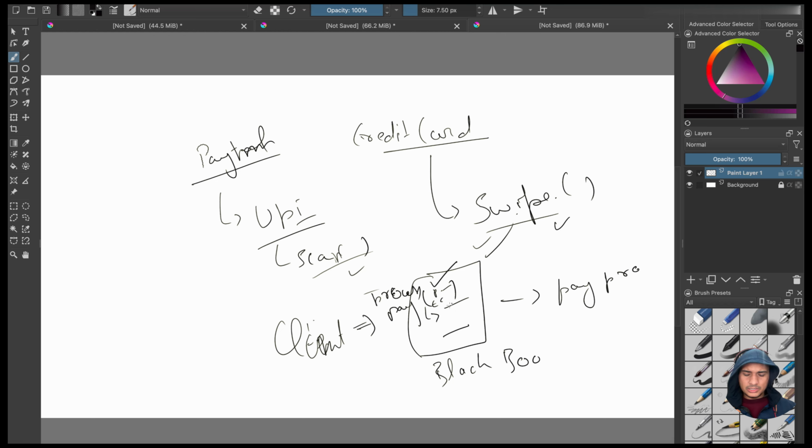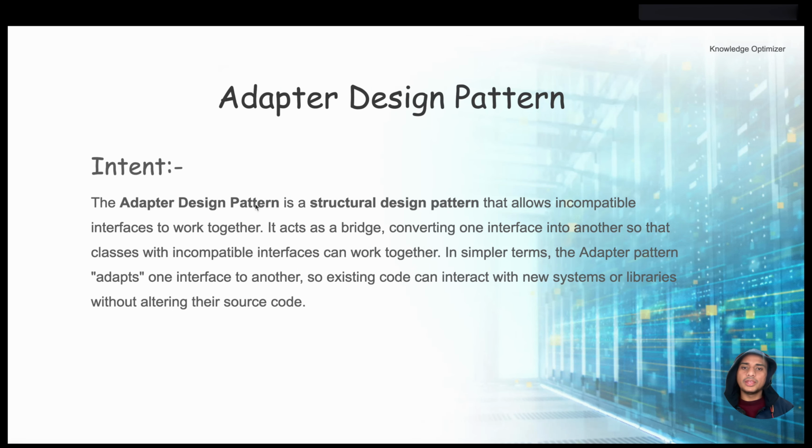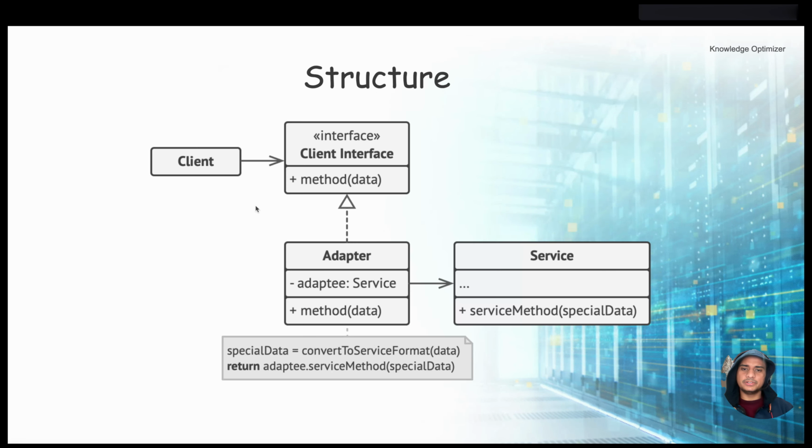One would be for PayPal, which would internally do the scan part, while one would be for credit card, which would do the swipe part. But in the end the response they both return is payment processed, and there would be a single function the client would be calling, that is process payment. So we'll see the same through an example. Before that, let's see the structure of it.